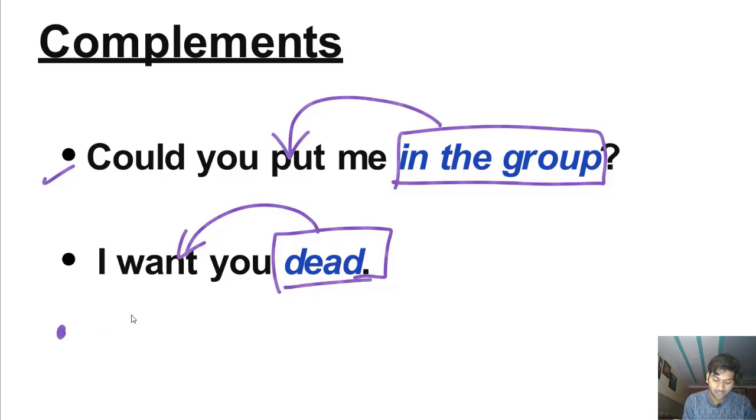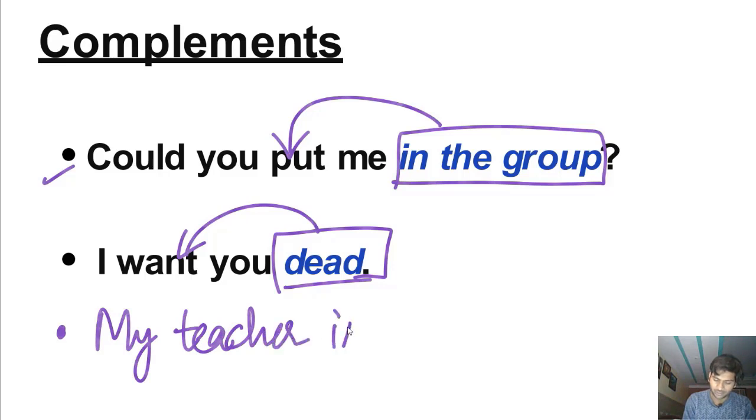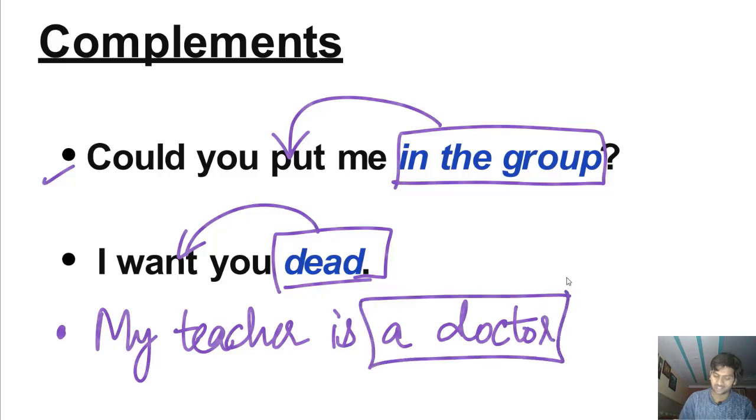Another example is my father. Let me give you an example of subject complement. My father is a doctor. So here a doctor is a complement to the subject my father. Sorry, I wrote my teacher, let's call it my father. My father is a doctor. If I take this piece of information out, a doctor, it will not make sense. So a doctor is a complement to the subject.